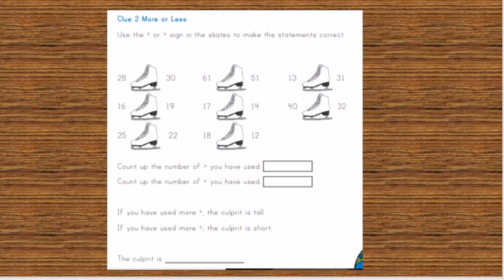All right, clue number 2, more or less. Again, you're going to pause your video, and you can work across solving your problems, deciding less than or greater than. And I would move across the row. Number 1, 28 and 30. 28 is less than 30, so you would write less than.